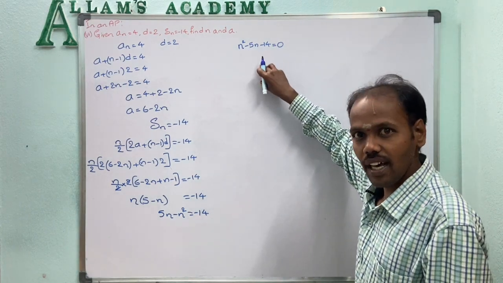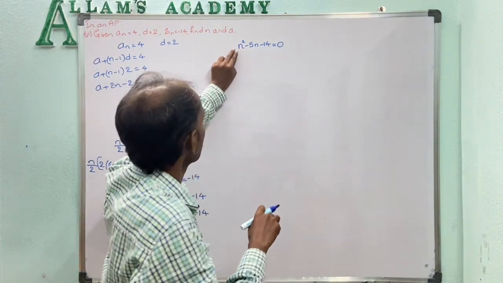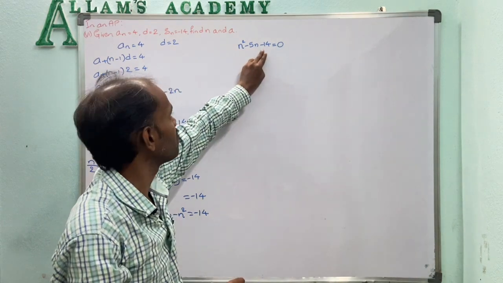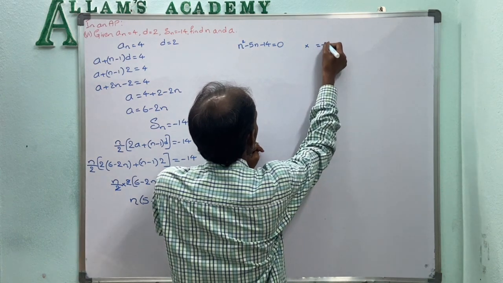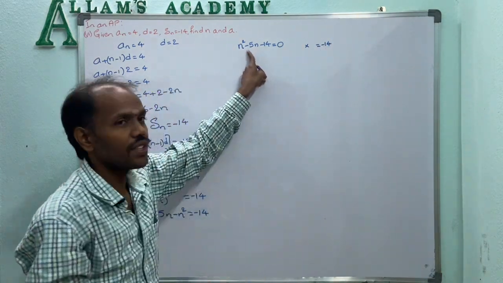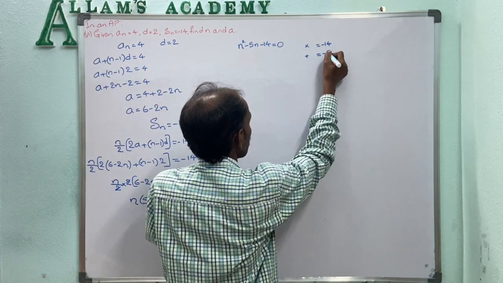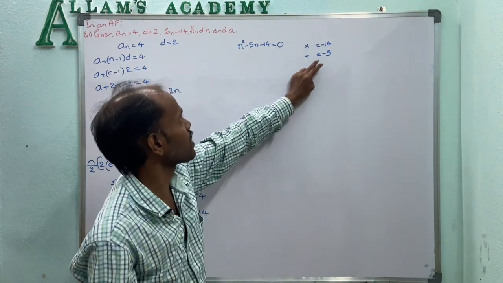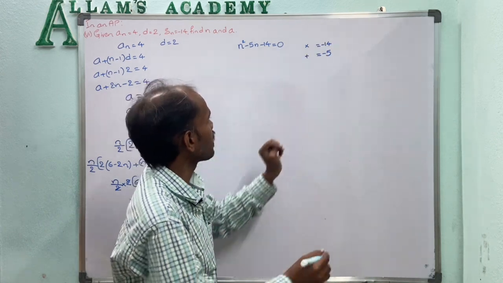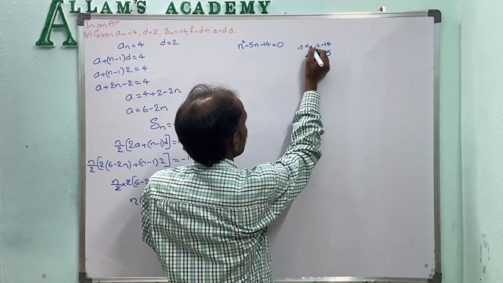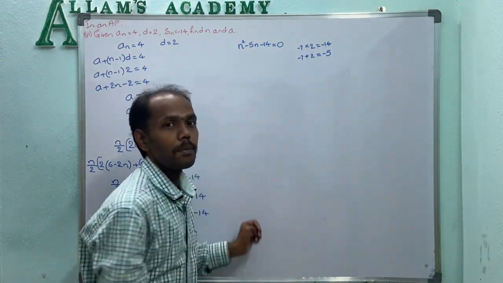So we find the n value through the factorization method. For that purpose, the n square coefficient is 1 and the constant term is minus 14. So 1 into minus 14 is minus 14 and the n coefficient is minus 5. So we want two numbers whose product is minus 14 and whose addition is minus 5. That means the numbers are minus 7 and 2. Minus 7 times 2 is minus 14, and minus 7 plus 2 is equal to minus 5.